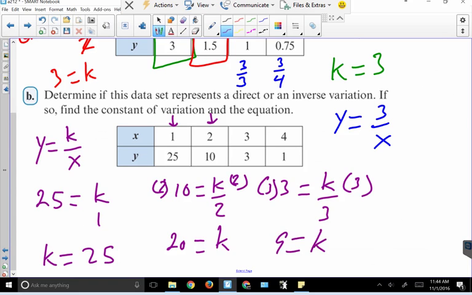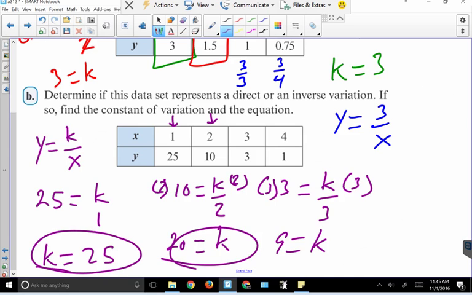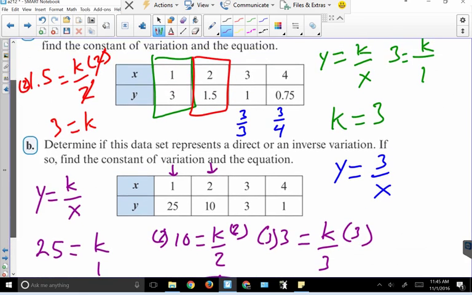My question is then, is this actually an inverse variation equation? And the answer would be no. Why? Because my k turned out to be different, and all I got to do is find one thing that doesn't match up. Okay? One thing that doesn't match up and we're done. Does that make sense?